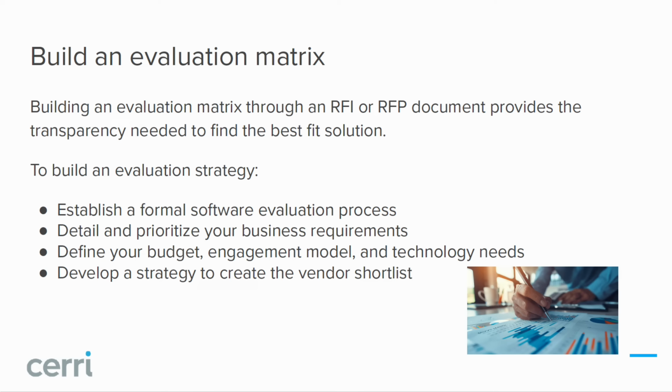Once you've created a long list of vendors, it's time to formalize your evaluation with an evaluation matrix. This often takes the form of a request for information, RFI, or request for proposal, RFP document. The purpose of this document is to provide transparency and ensure you find the best fit solution. It should be comprehensive and formalized, detailing all your specific requirements and prioritizing them accordingly. But don't just focus on functional needs. Include factors like budget constraints, engagement preferences with the service provider, and any technology limitations. At the end of this process, you'll have a side-by-side analysis of your long list, which should help you narrow it down to a vendor shortlist for a deeper evaluation and final selection.